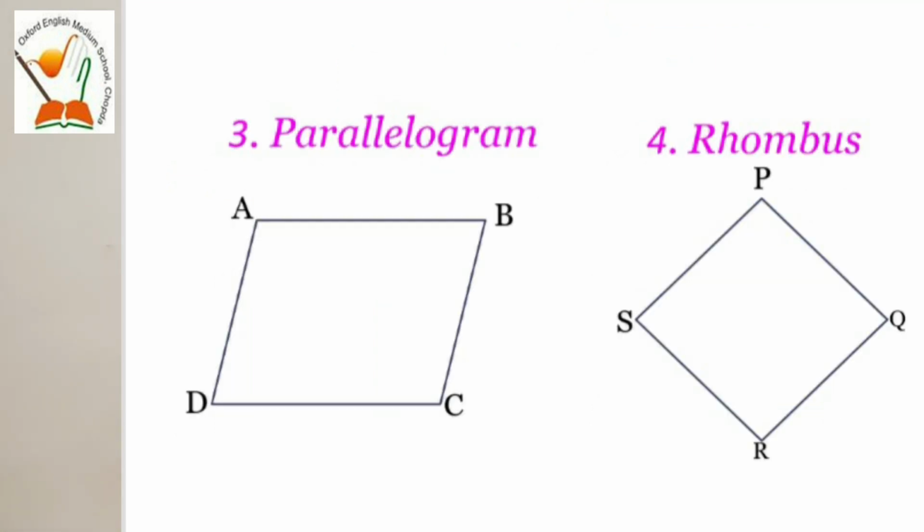Parallelogram has its opposite sides parallel, and opposite angles of this parallelogram are also equal. But it is not necessary that each angle should be 90 degrees. A quadrilateral having opposite sides parallel is called a parallelogram. So like this definition, square and rectangle can also be called parallelogram because their opposite sides are parallel. Rhombus is another quadrilateral. It also has opposite sides parallel, but all its sides are of equal length, so it is called a rhombus.